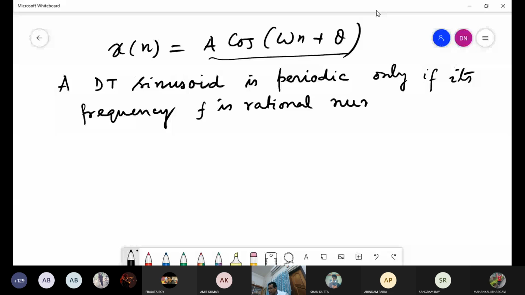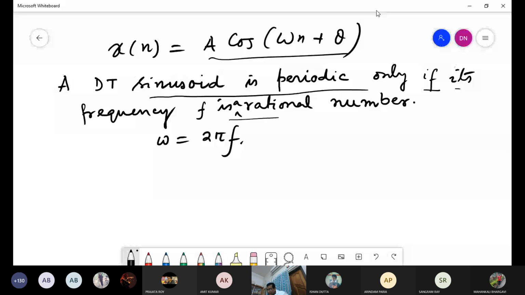I will prove it. What is f? I told you that omega is equal to twice pi f. This is the frequency variable, or you can say frequency parameter. Let us try to understand why I am saying that a discrete time sinusoidal signal is periodic if and only if its frequency f is a rational number.